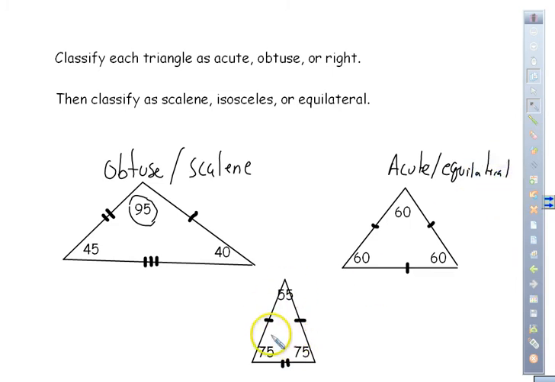Go ahead and hit pause and do this last one. So we look again at the angles, and we see that they are all, again, less than 90 degrees, so it is acute. And then we're looking at the sides themselves, and this is a 1 and a 1, and this is a 2. So these two are congruent, and since two of them are congruent, we look then at the isosceles for its answer.